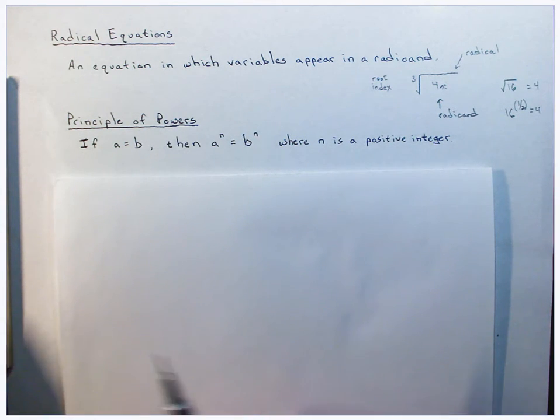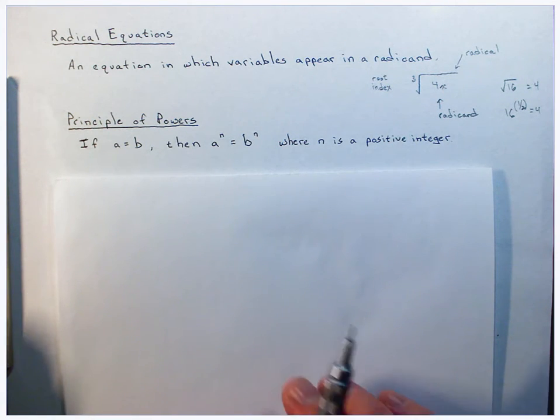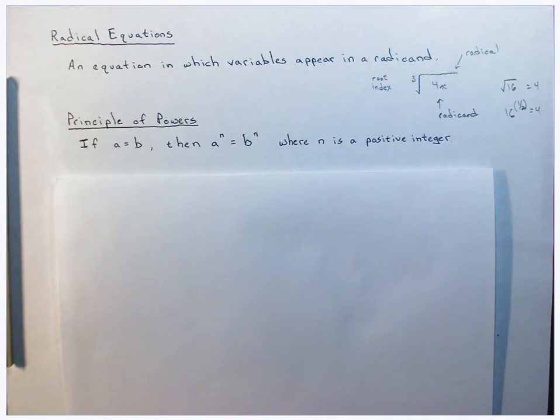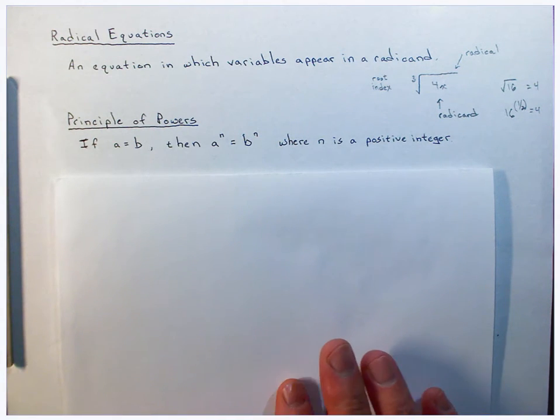All right, so let's take a look at how this works out. Principle of powers. This is part of what I mean about critically thinking about what you're doing, because everything in math makes sense. There's logic and a set of steps behind what we do. It's not arbitrary. So if a equals b, then a to the nth power equals b to the nth power, where n is a positive integer. Now we might say, well, that's silly. I can see that if A is 2, then B is 2.